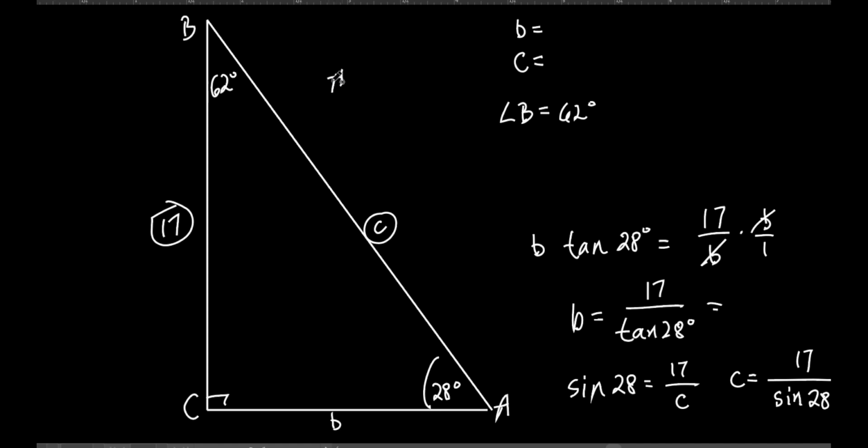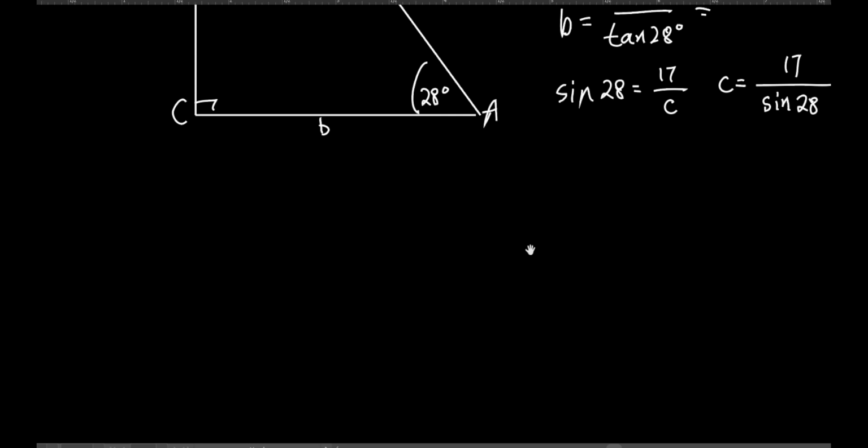So that's through 7. This is 5 through 7. And then for 8, 9, and 10, they don't draw the picture for you. So on number 1, they draw a picture.